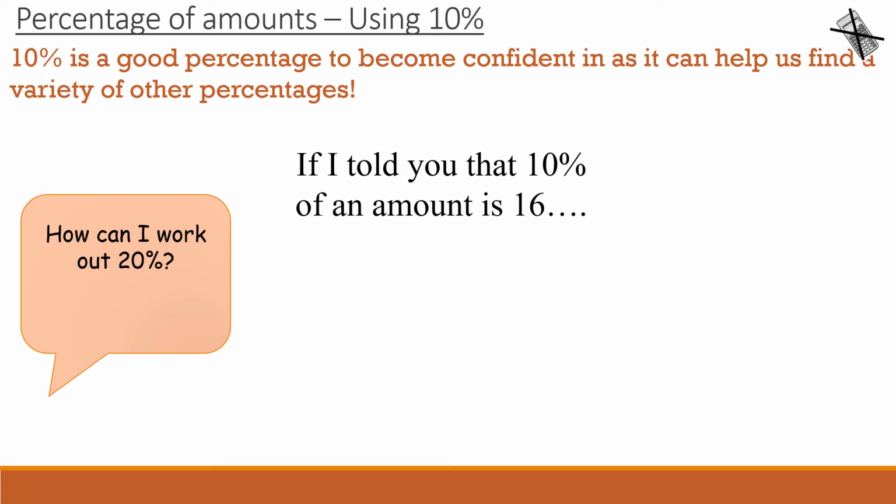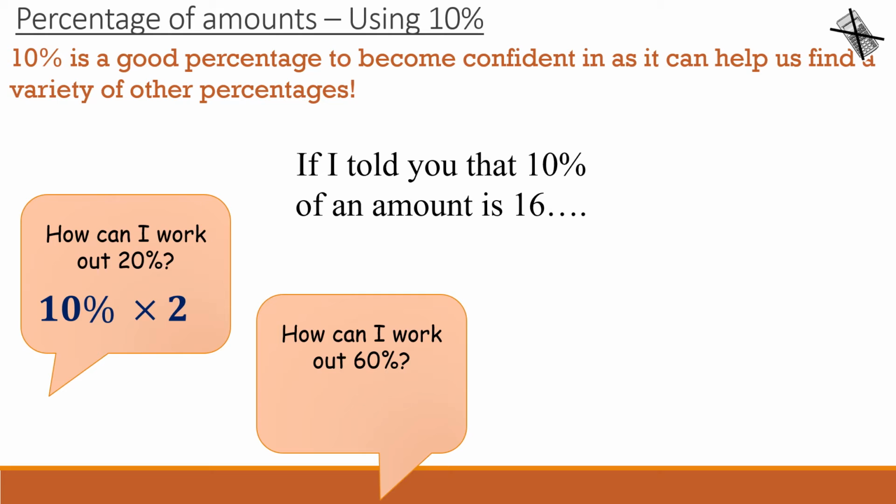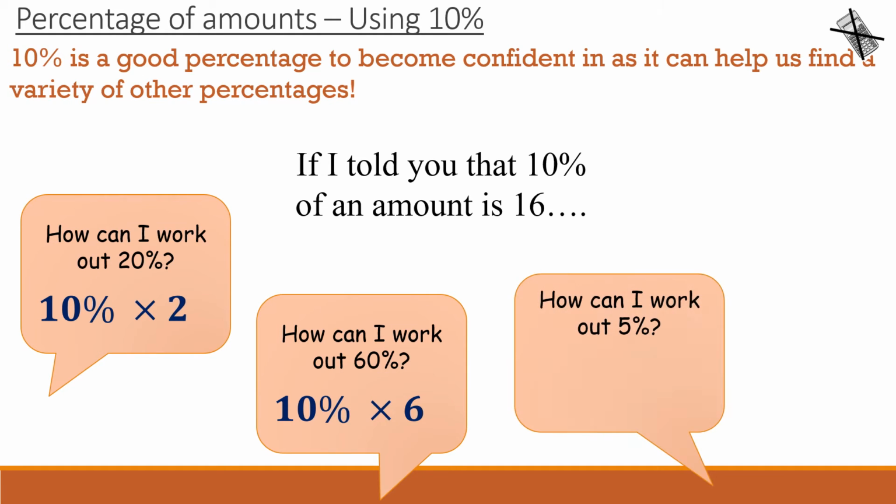Well, 20% is double 10%. So I could do 10% times 2. 10 times 2 is 20, so that would work out my 20%. How could I work out 60% using 10%? Well, 60 is 6 lots of 10, so 6 lots of 10%. How could I use 10% to work out 5%? Well, 10% and 5% are linked because 5% is half of it. So I'm going to half 10%, or divide it by 2.